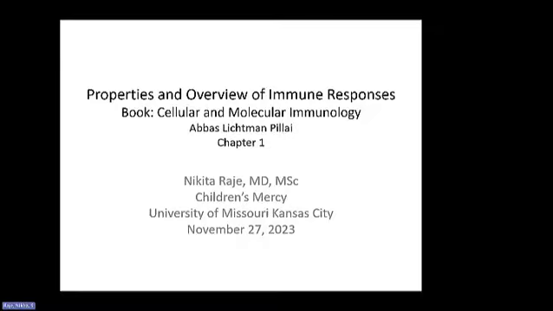We are going to switch gears today, moving from Lawrence Somparak's textbook to Abbas, Littman, and Pillai's textbook called Cellular and Molecular Immunology. We'll start with Chapter 1, which is Properties and Overview of Immune Responses. Hope you got some time to go through this chapter. Feel free to stop me if you have questions in between. Again, we'll be talking about each chapter as we go through this textbook.